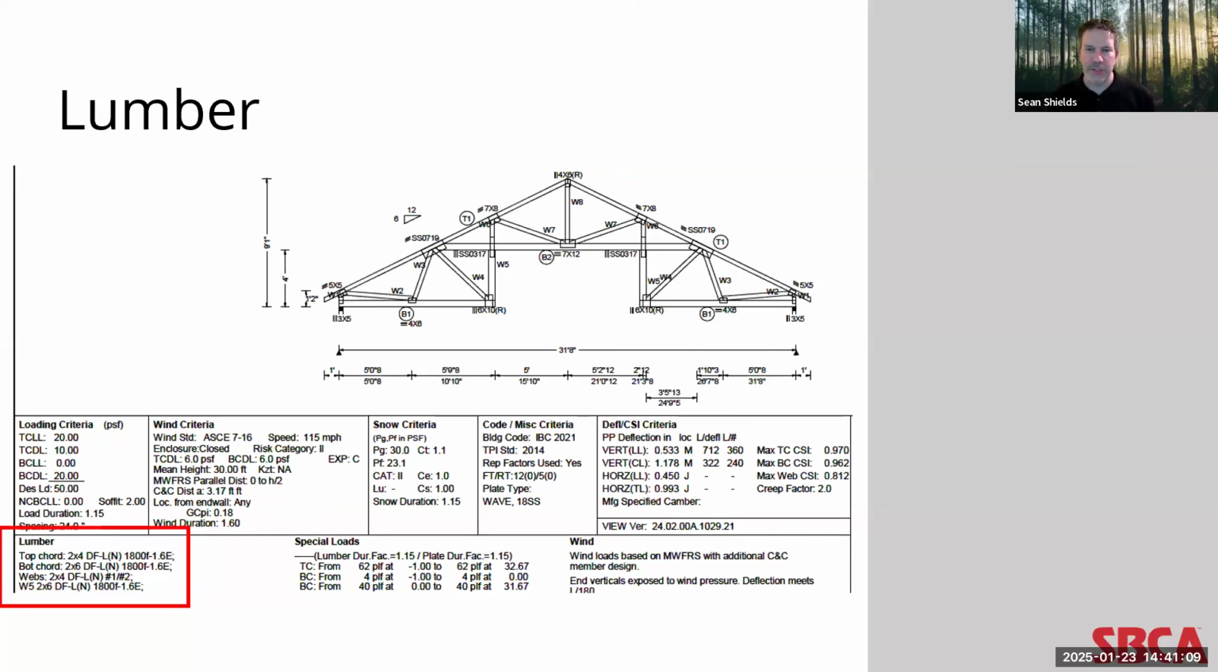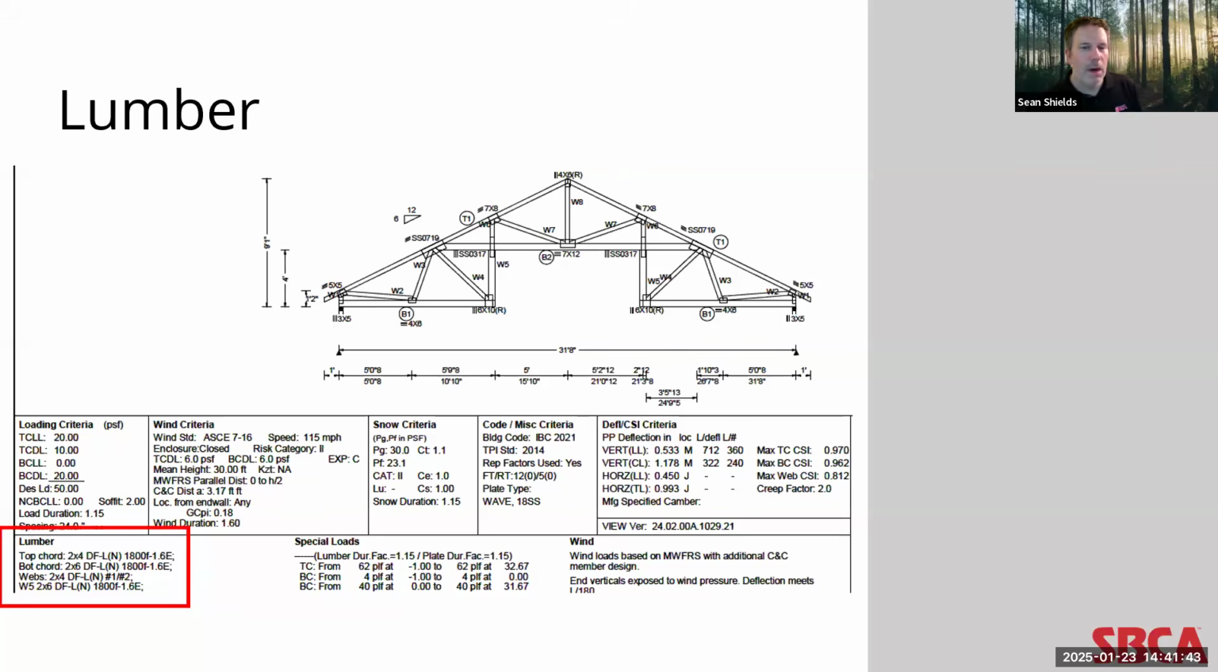Now, the top chords for this truss are designed using 2x4 Doug fir larch north. That particular species is produced in Canada. That's what gives it its north designation. This particular lumber is given a grade of 1800, which is a machine stress rated or MSR grade. If you look at this, the bottom chords and the W5 webs are 2x6 Doug fir larch, 1800.